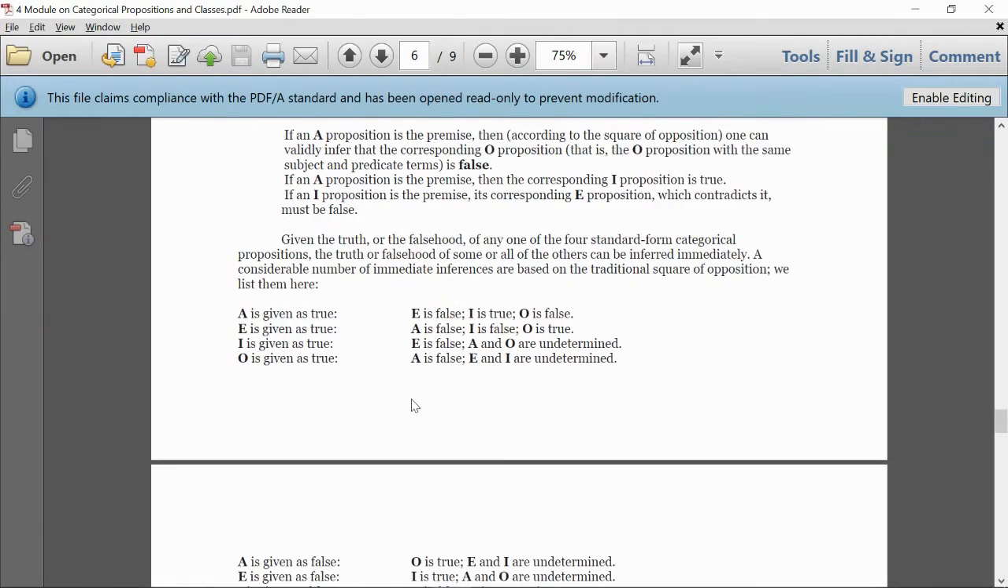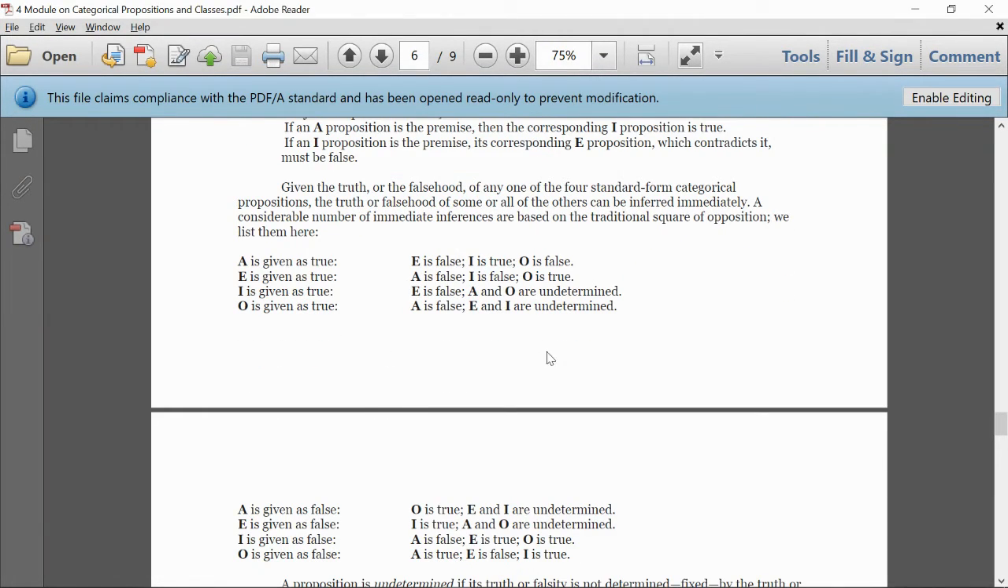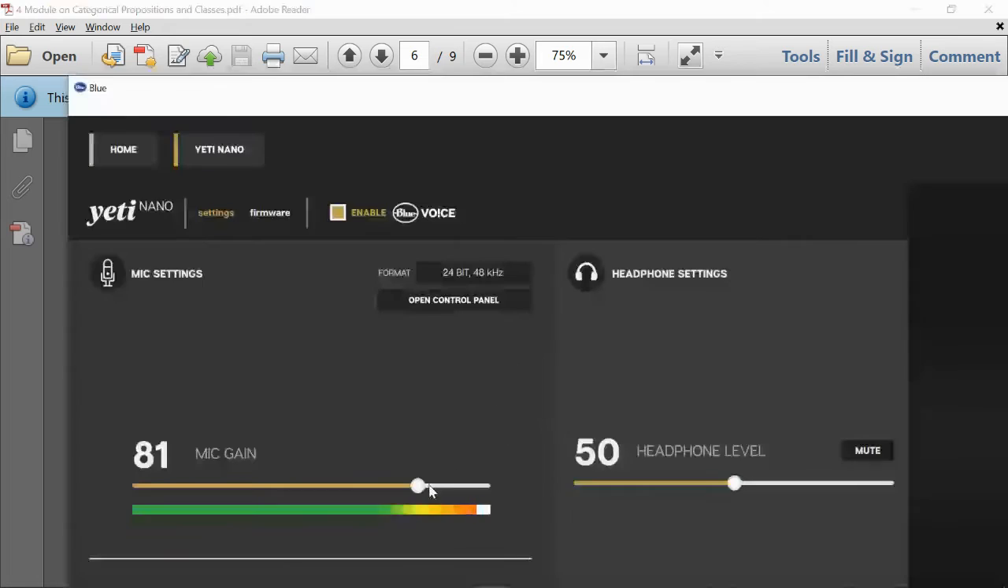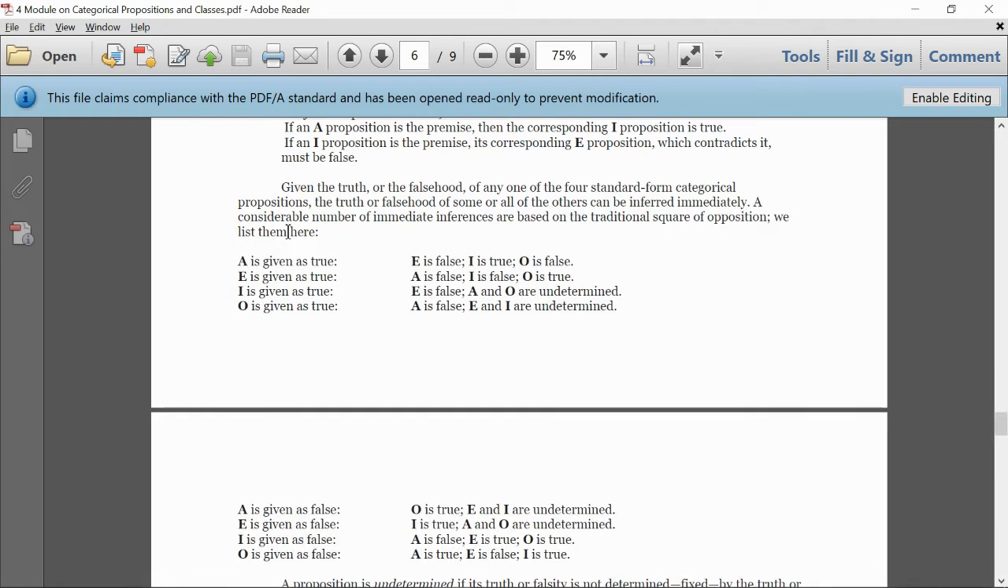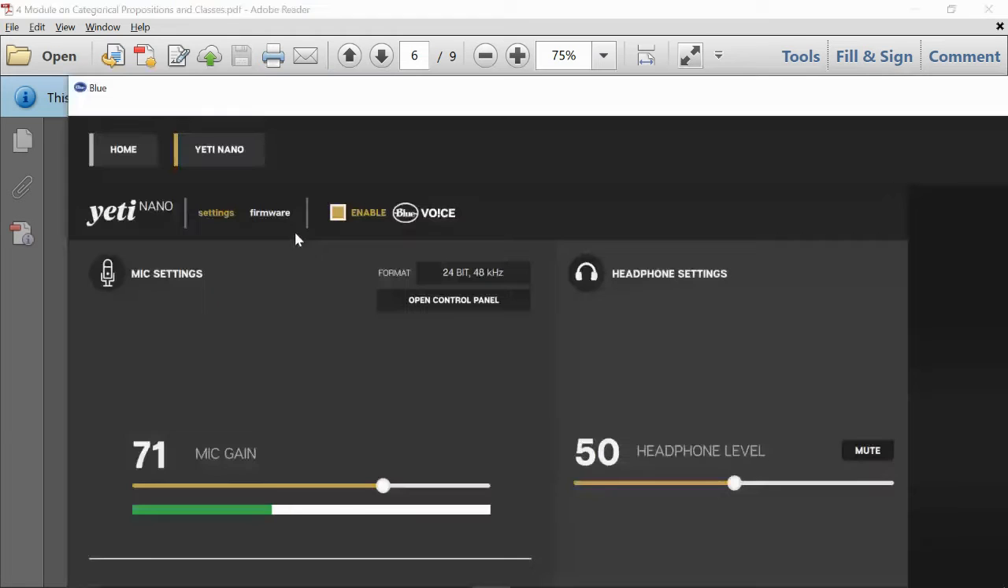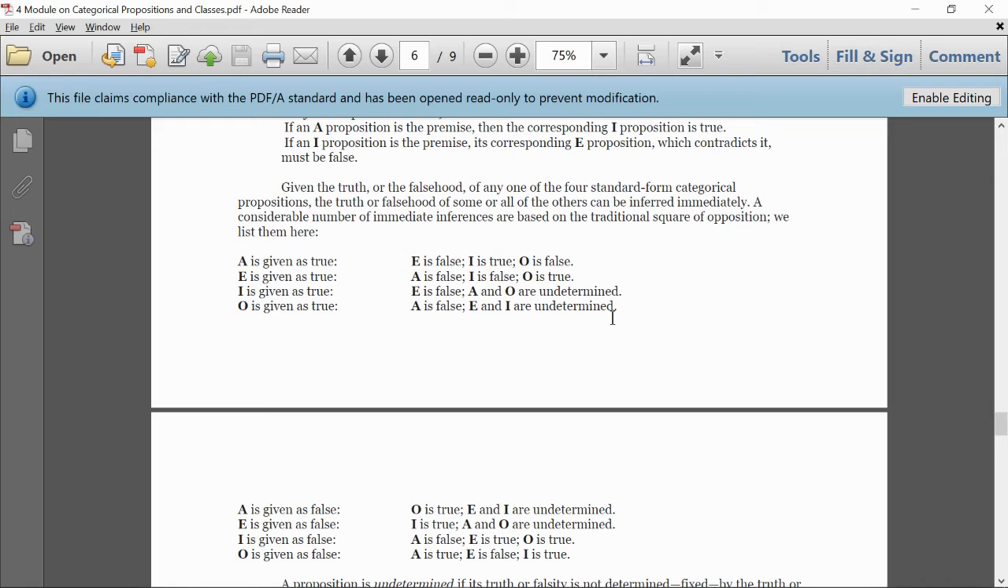So given the truth or the falsehood of any one of the four standard form categorical propositions, the truth or falsehood of some or all of the others can be inferred immediately. So a considerable number of immediate inferences are based on the traditional square of opposition.